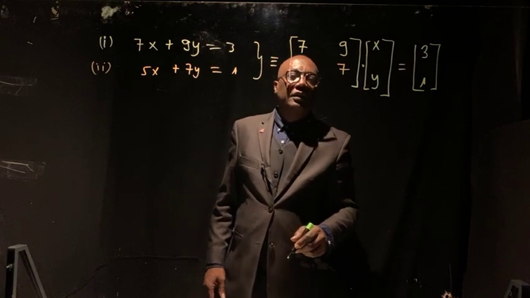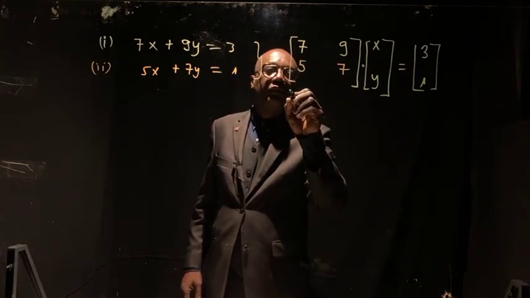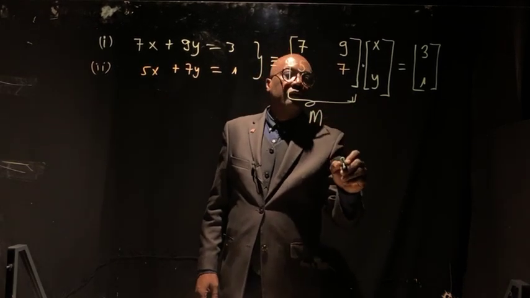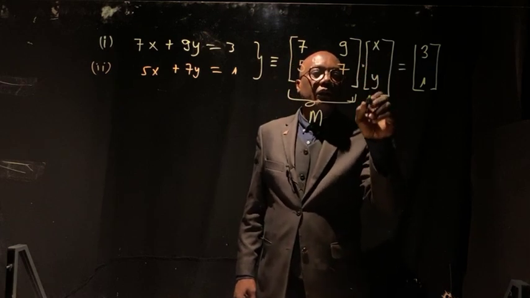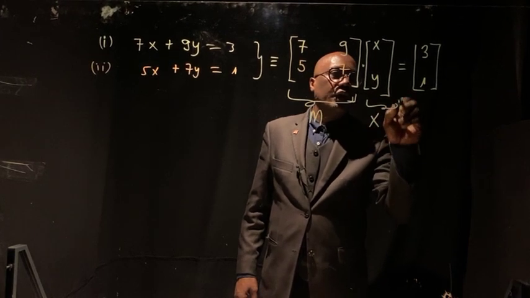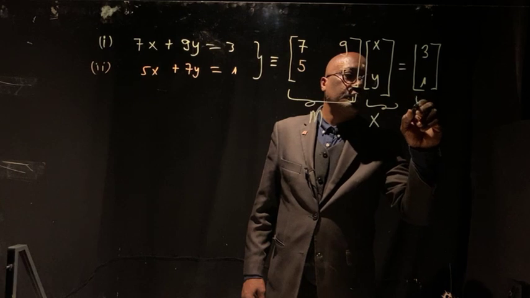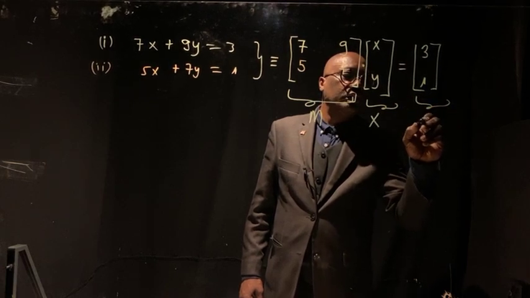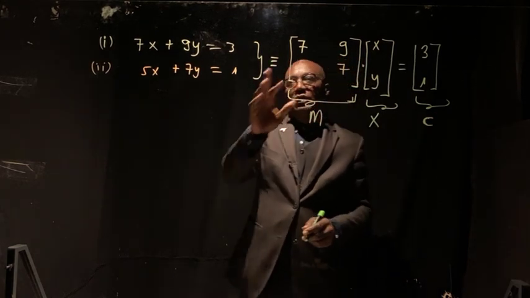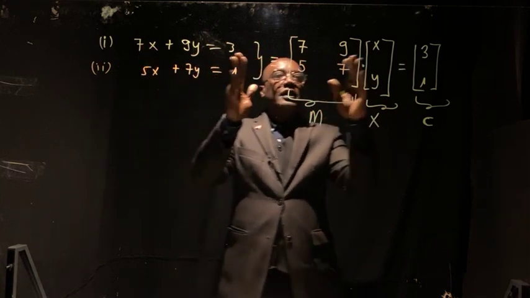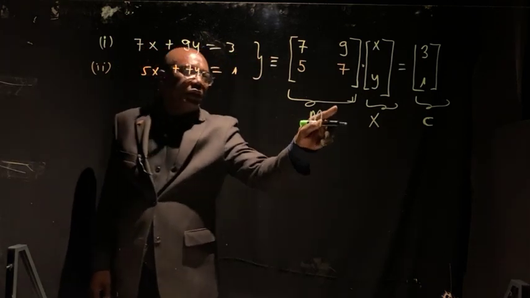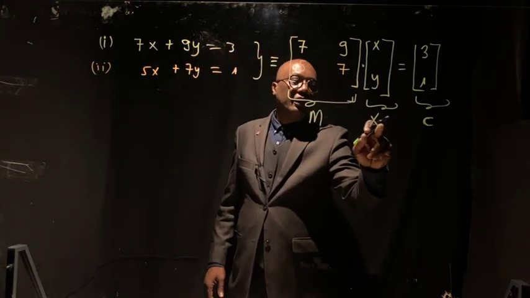So in this particular form, we call this the matrix M. And this particular one, x and y, we call it X. And this one we call C. So you can see that this equation can be expressed as this, which indicates that the expression here is M times X equals C.